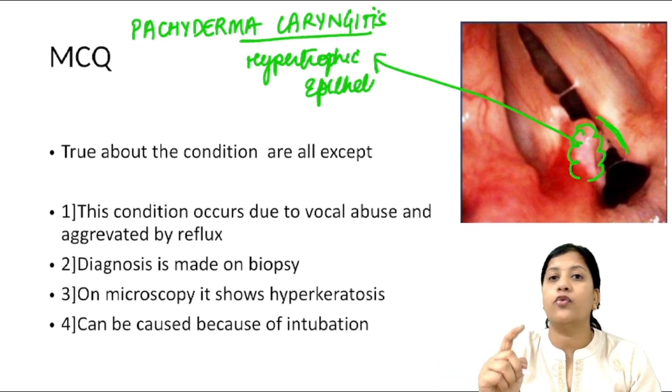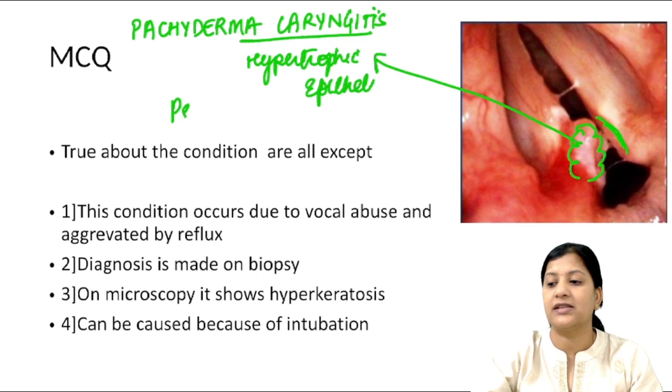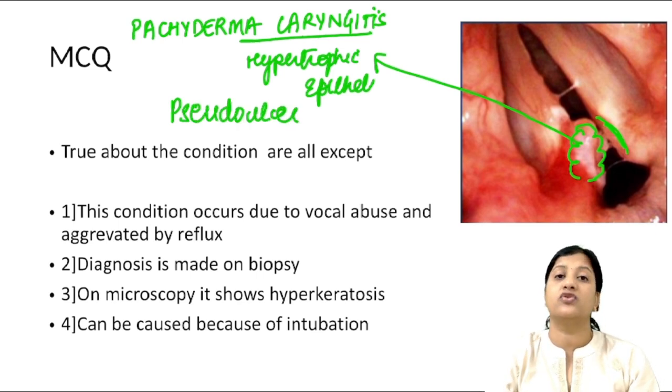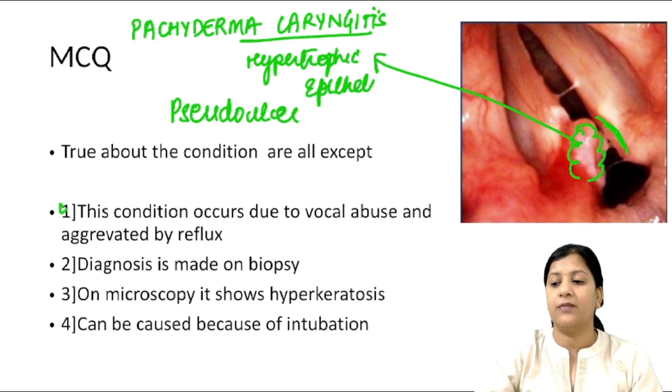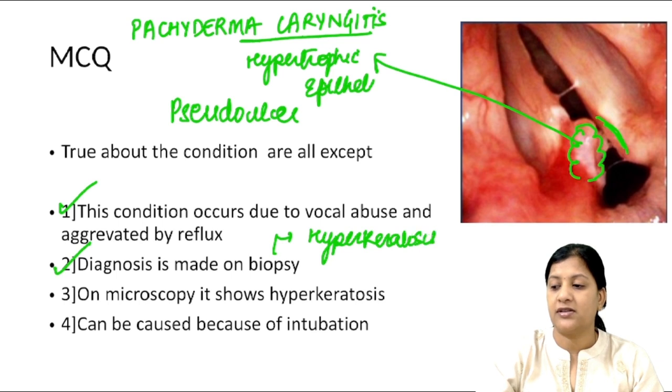It is not a true breach in the epithelium. It is just a depression. So it's not a true ulcer, it is a pseudo ulcer. It occurs due to vocal abuse and it is aggravated by reflux. Diagnosis is made upon biopsy where you see hyperkeratosis and acanthosis. These are two very important features.